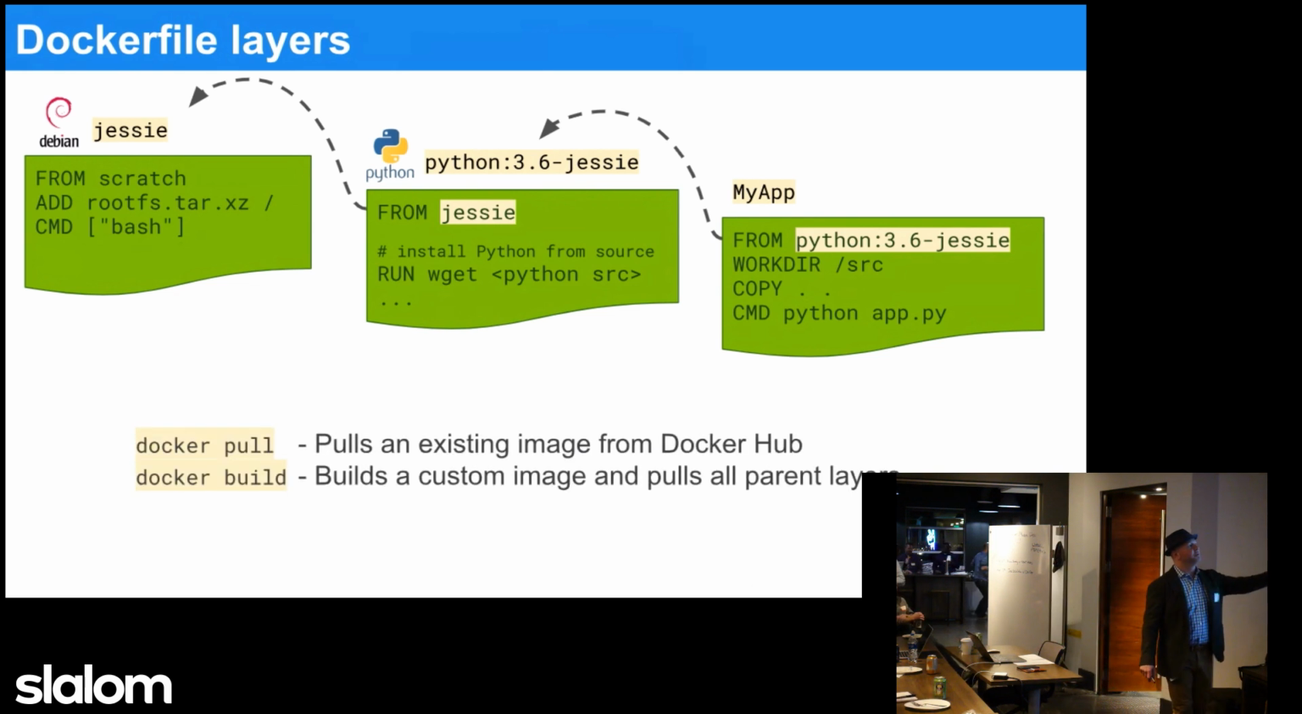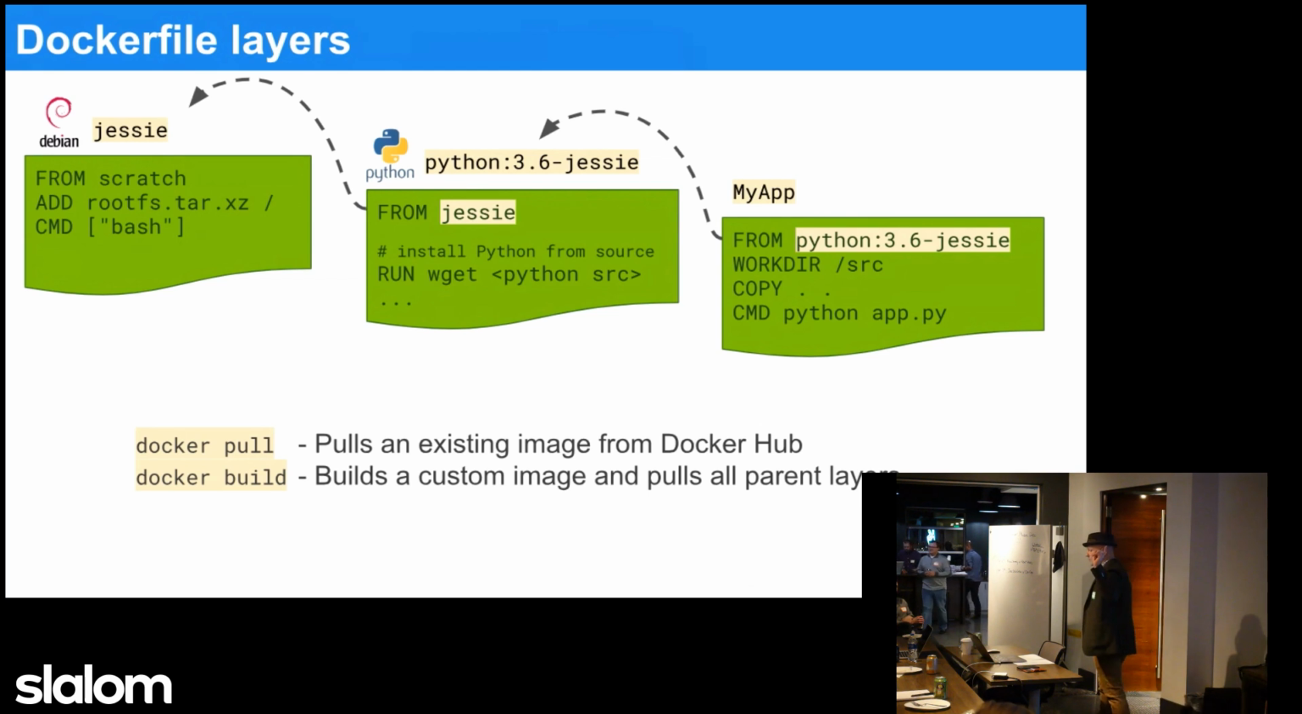All right, cool. So the Docker pull command can pull an existing image from Docker Hub. So I can go Docker pull Python 3.6 Jessie and pull this from Docker Hub, and I will get this Docker file pre-built as an image, and it will run in my container when I go Docker run. Or I can go Docker build, and I can build my own custom Docker file. So I can go Docker build my app, and then it's going to pull down Python 3.6 Jessie. That Jessie is going to pull down Scratch, and that's how that layering thing works.